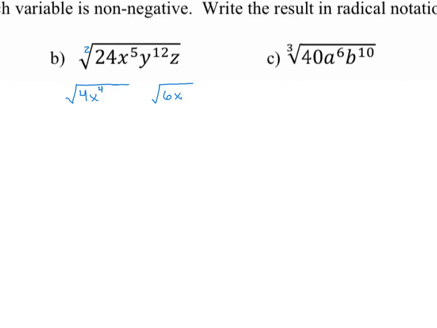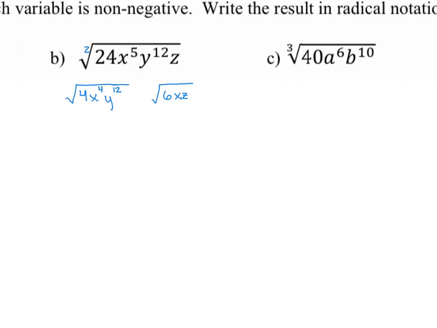Y to the 12th. Since it is an even exponent, it is a square. So I'm going to put the entire thing in my first set. And then z, that's just one z. It is not a square and it contains no squares, so we are going to put it in the second set.